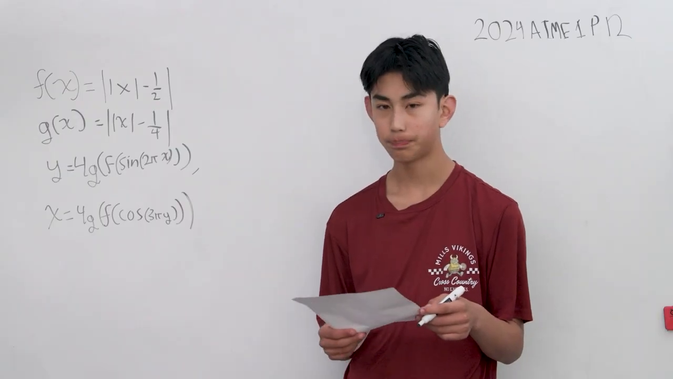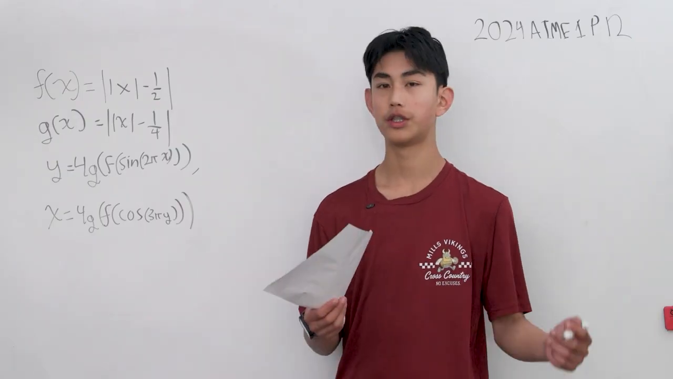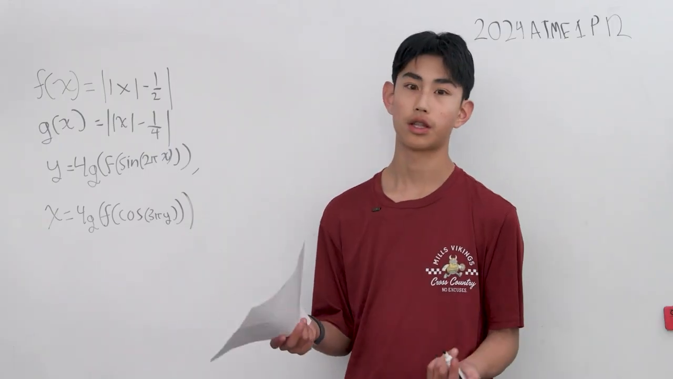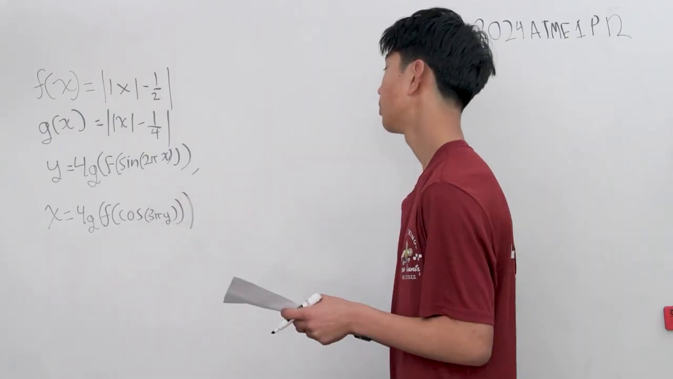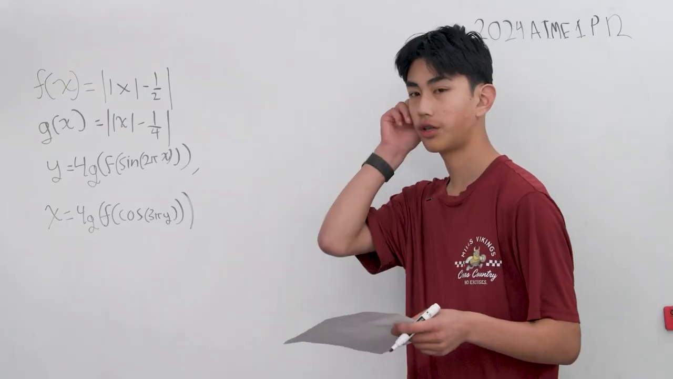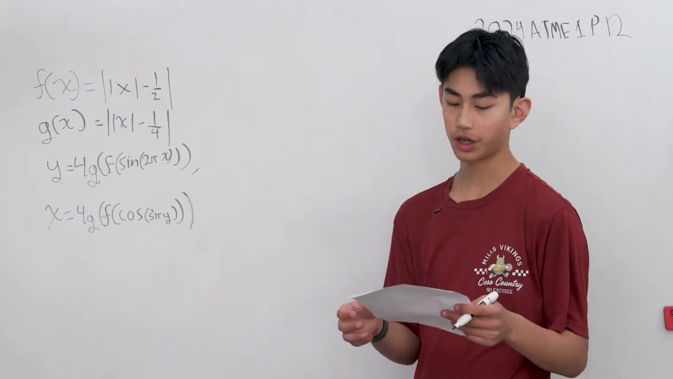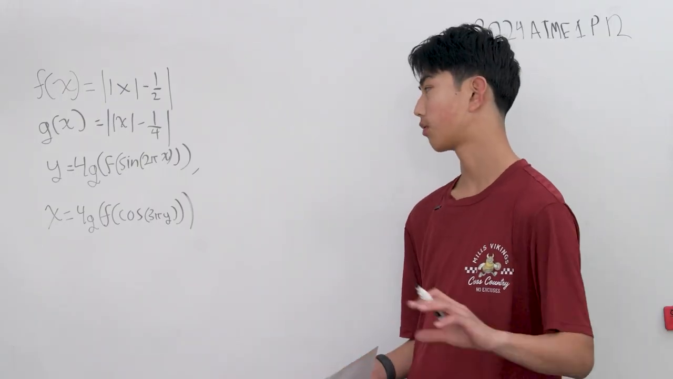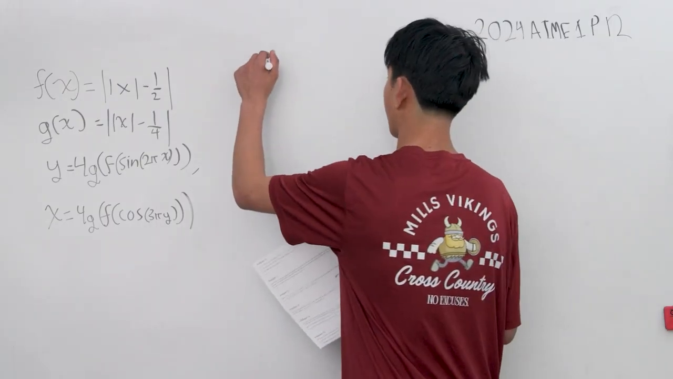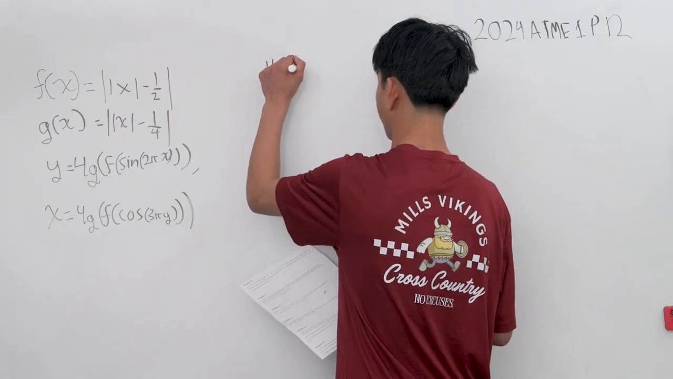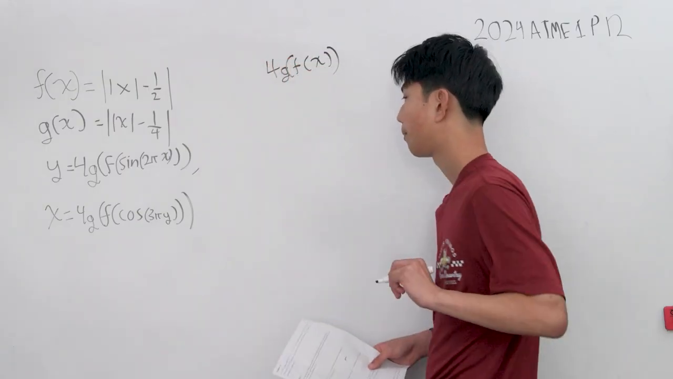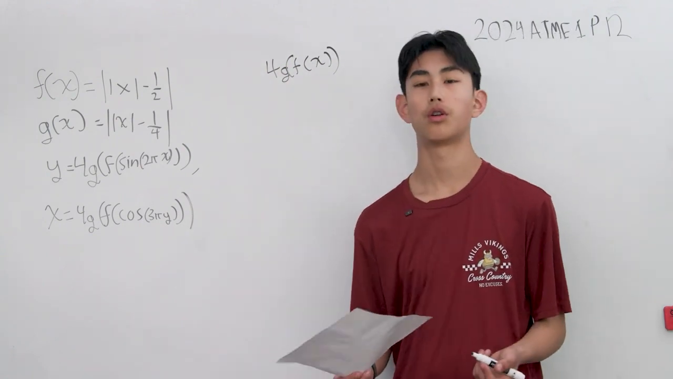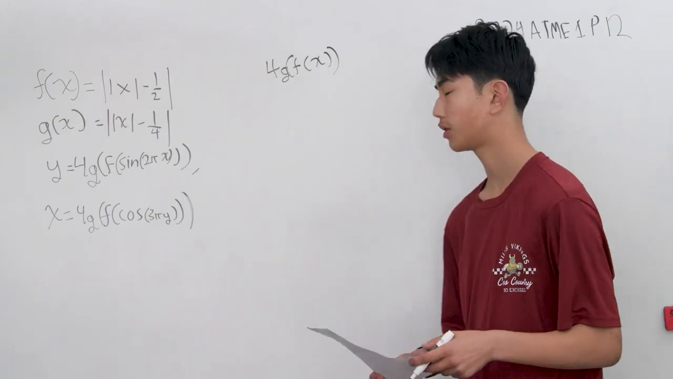Now for this problem, this is definitely not recommended on the test, but if you can, that's good for you. It's a more technical solution. Because we want to find the number of intersections of the graphs, we can just graph it. So we want to graph 4g of f of x. You can do this on Desmos, or you can try and draw it out, but it's not recommended.